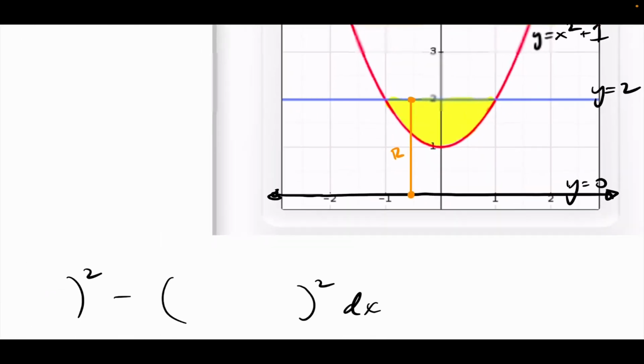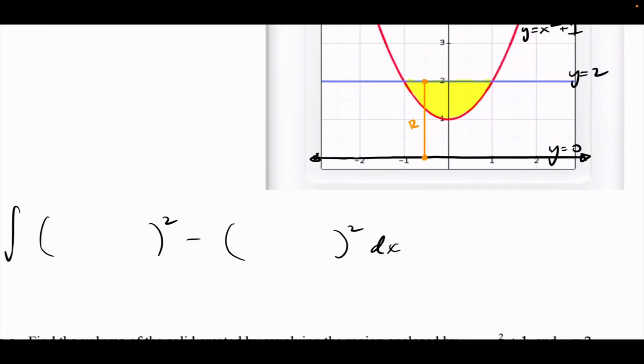So let's go to our equation. Capital R goes from the blue to the black. The blue is y equals 2. The black is y equals 0. So it would just be 2 minus 0. That's capital R. It goes from the top of the shaded part to the axis of revolution. That's how far it extends.